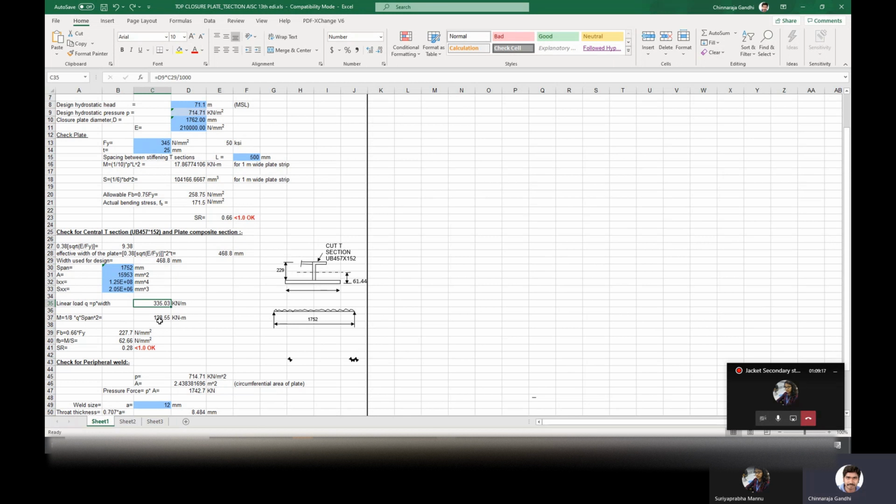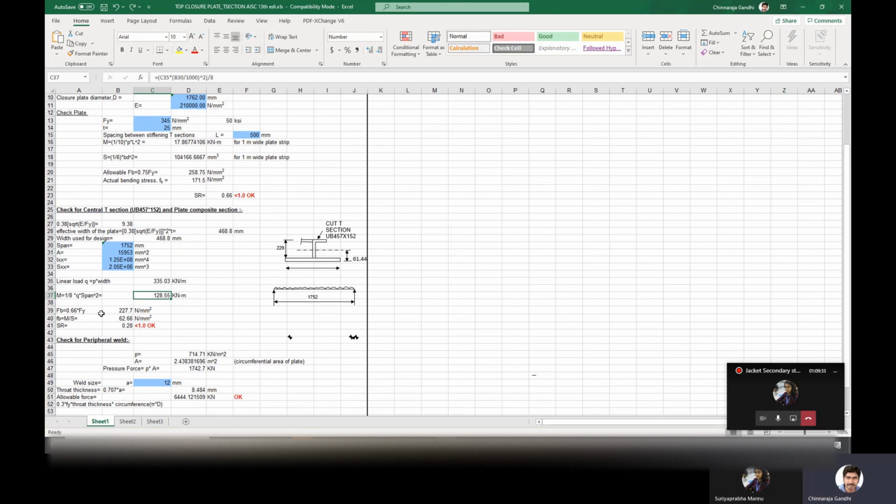Then WL square by 8. We have taken WL square by 8 because there will be only the weld and there is no intermediate support here. From this, the bending moment is calculated. From here, the allowable bending stress is 0.66 Fy. The actual bending stress is the moment divided by ZXX. So actual by allowable will give the effective stress ratio for the member. This one is 0.28.